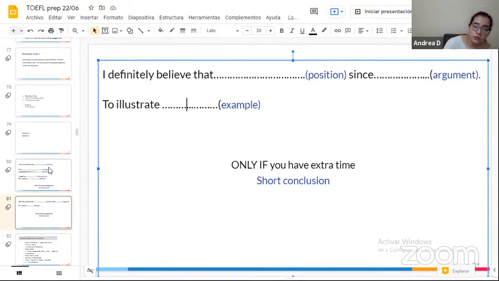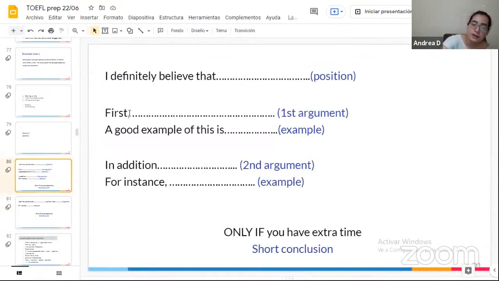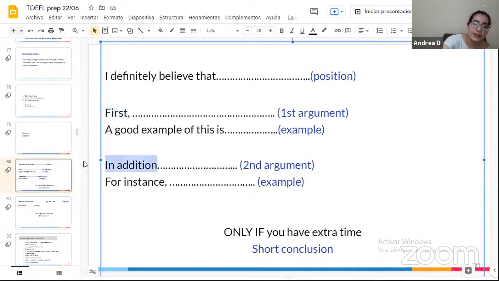Or if you have two, then it's kind of the same thing, but you're adding these transitions here, like first and in addition. You're probably going to see some templates that try to summarize the arguments at the beginning, something like, I believe that for the reasons that first and second. I wouldn't recommend you do that, because it's going to take you too much time. So try not to do that.